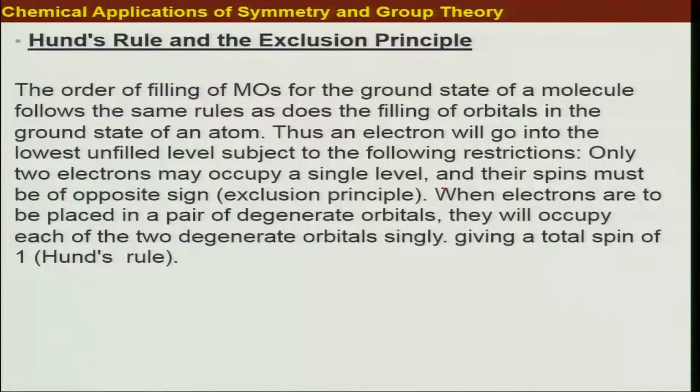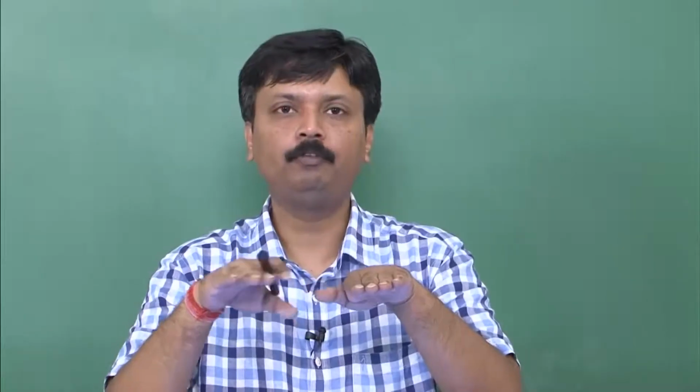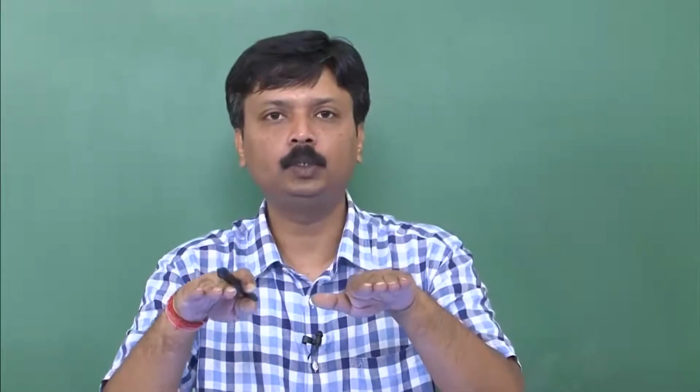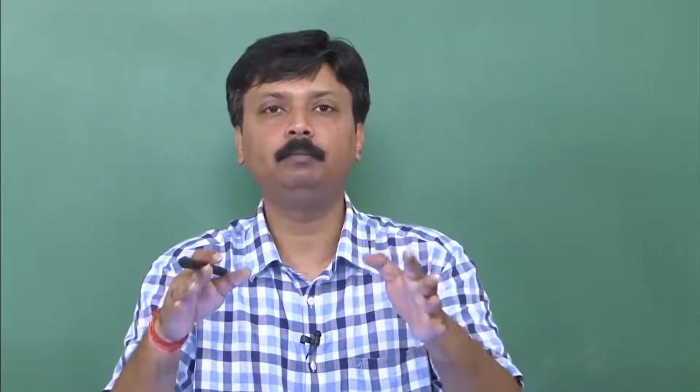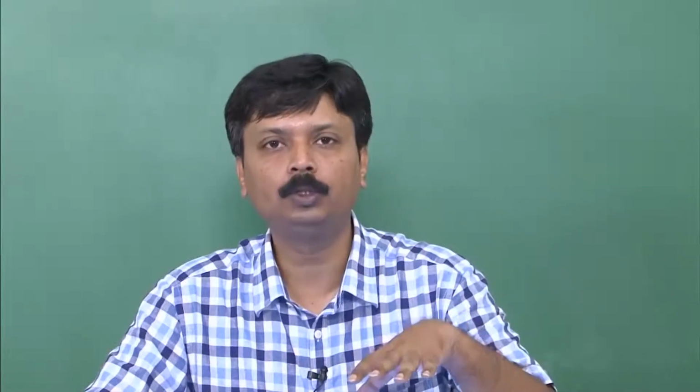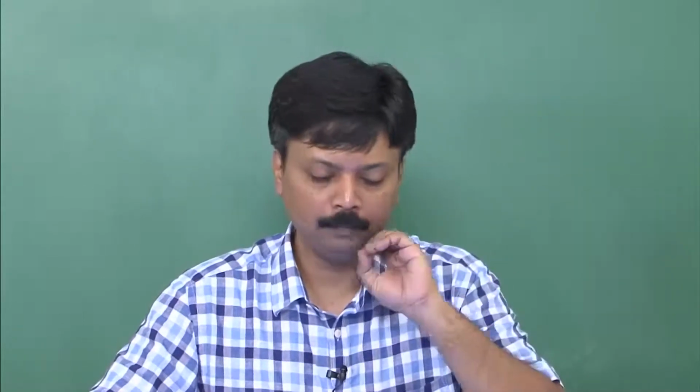Pauli's exclusion principle. When electrons are to be placed in a pair of degenerate orbitals, suppose you have 2 orbitals having the same energy, we call them degenerate orbitals. If you have to fill those, you fill both of them with the same spin, so that overall the total spin becomes 1, which is Hund's rule, right. So using the exclusion principle and Hund's rule, we fill out these energy levels.